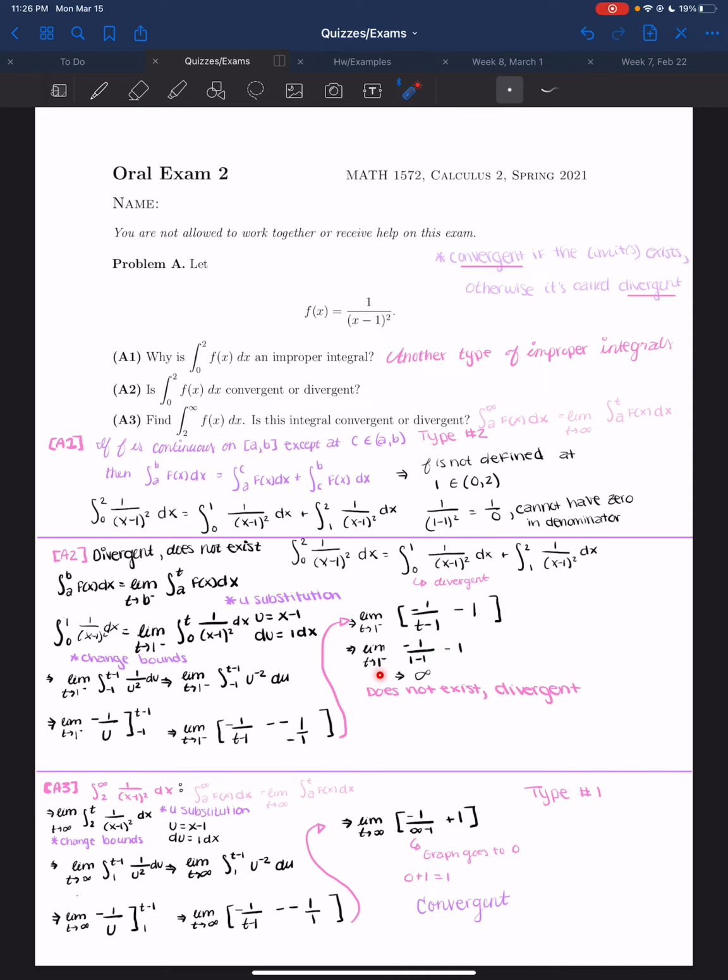And once we work through this a bit and plug in our new bounds, we end up seeing that the limit as t goes to 1 from the left will be negative 1 over 1 minus 1, which goes to infinity, minus 1, still infinity. And since this does not exist, it is divergent.